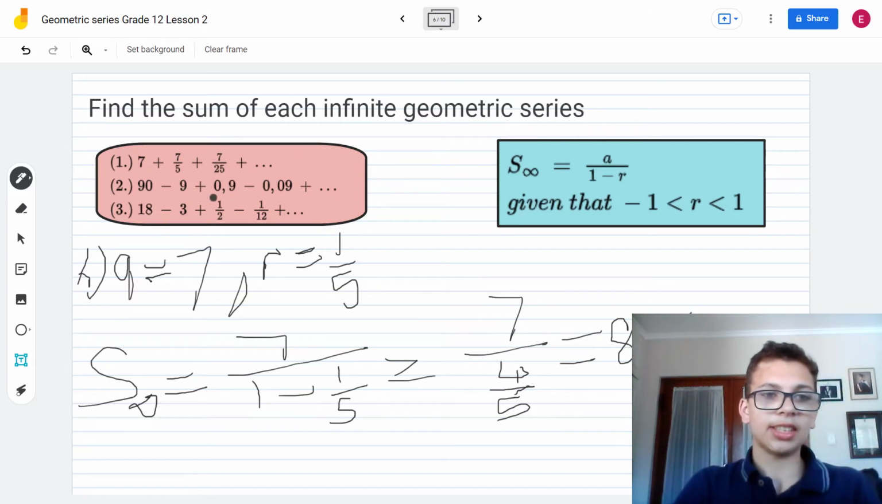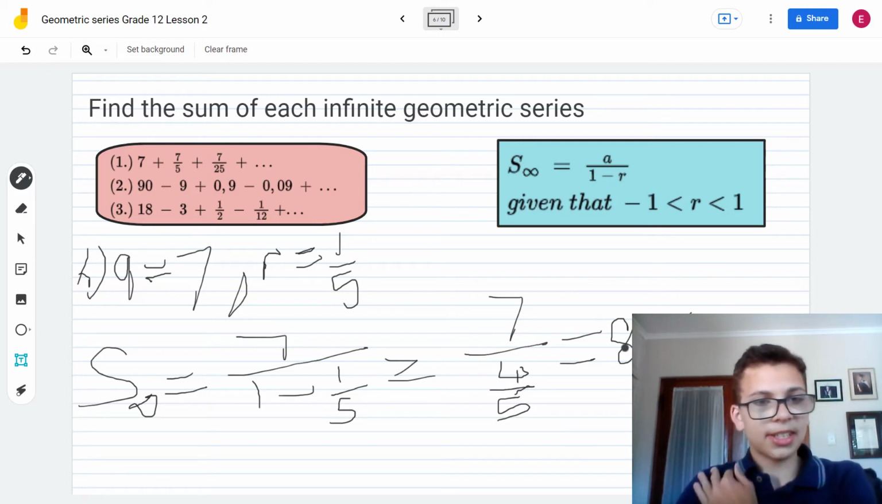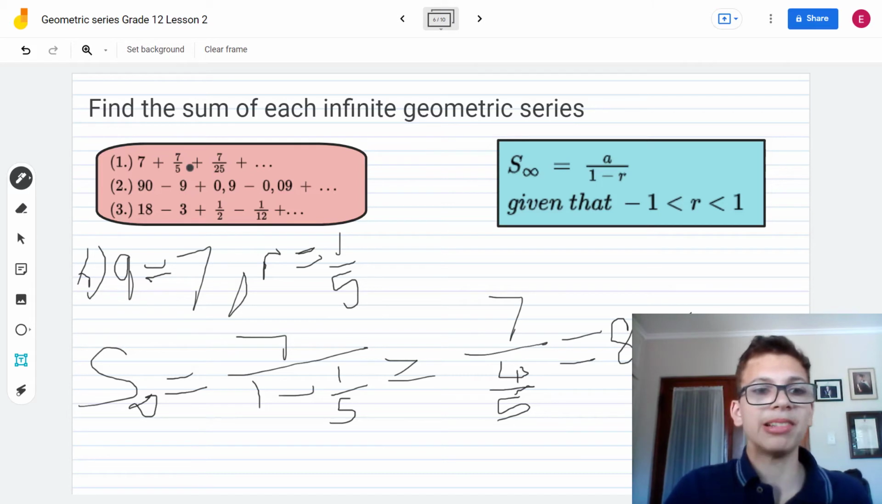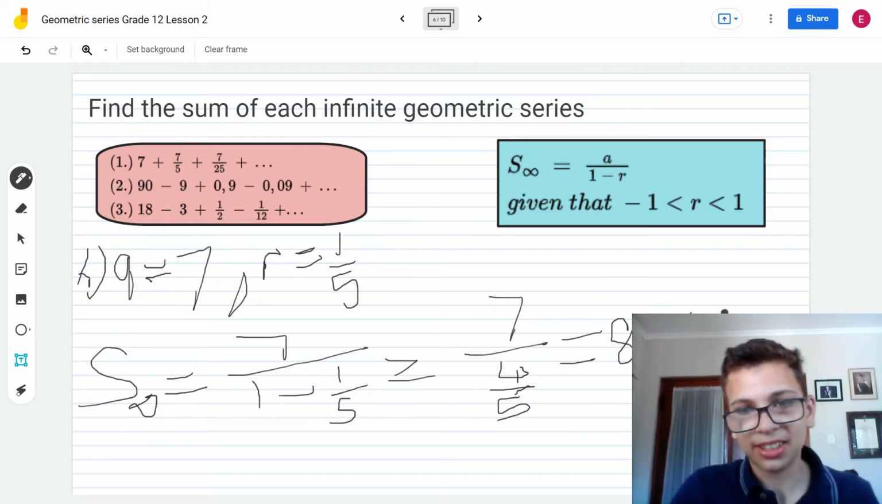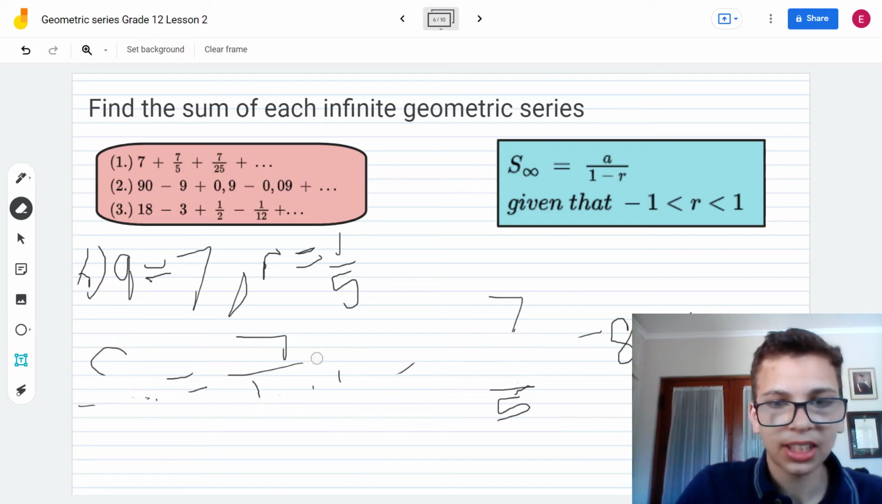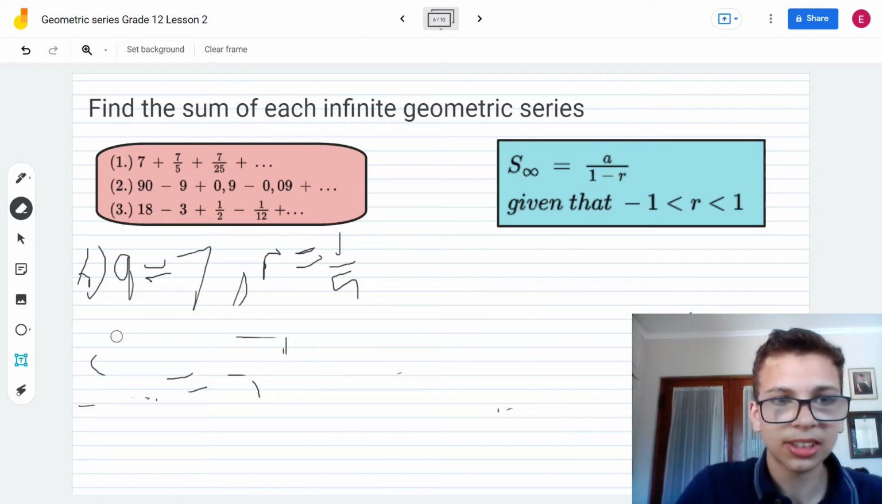And so as you can see, if you want to check your answer, it looks kind of realistic. 7 plus 7 over 5 will be 8.2, and it's kind of getting closer to 8.75. Okay, so that's question 1. Let's look at the second one.